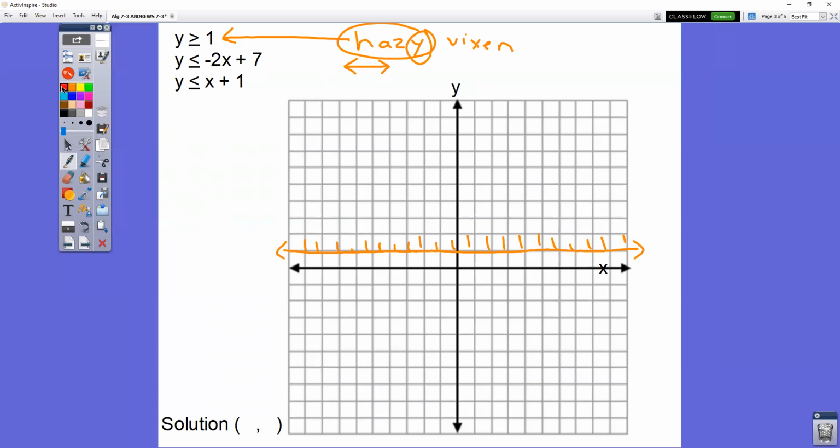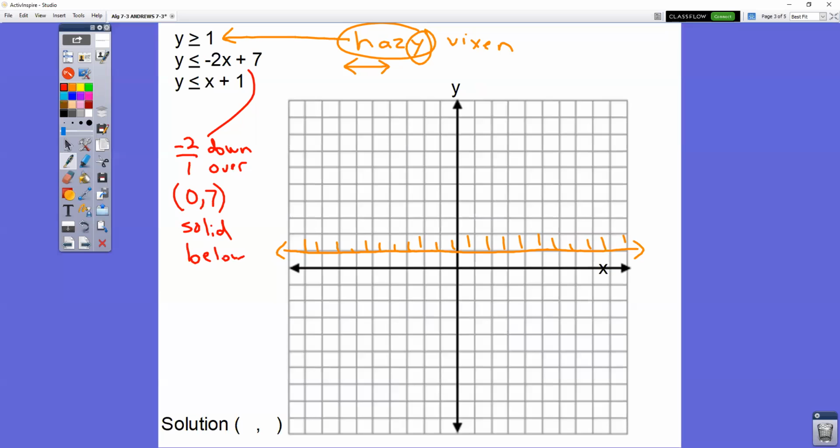For the second one, I have y is less than or equal to -2x plus 7. That's in the correct form, so there's nothing for us to rearrange. Our slope is -2 over 1. That really means down 2 over 1. Our y-intercept is (0, 7). We are using a solid line and we are shading below it.